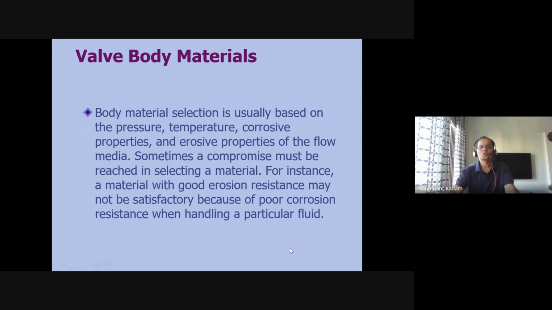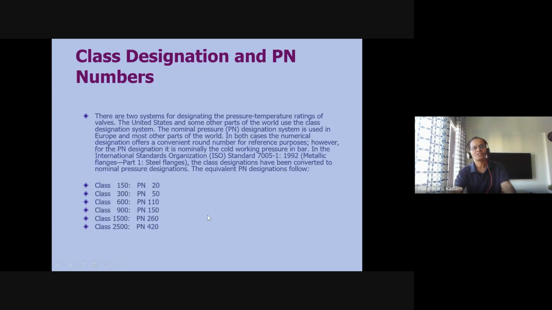Valve body material, as I told, is very important, usually based on the pressure, temperature, corrosive properties, and erosive properties of the fluid media. Here you can see the case study. For instance, a material with a good erosion resistance may not be satisfactory because of poor corrosion resistance when handling a particular fluid. So based on the properties of the fluid you are handling, you have to select the valve body material. That is what it is here.